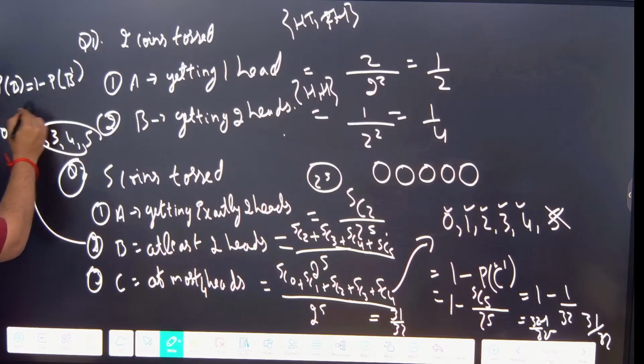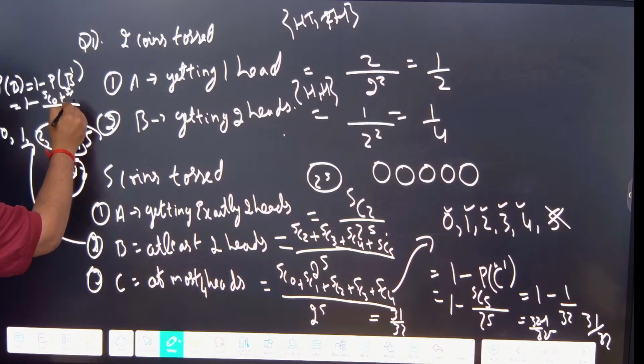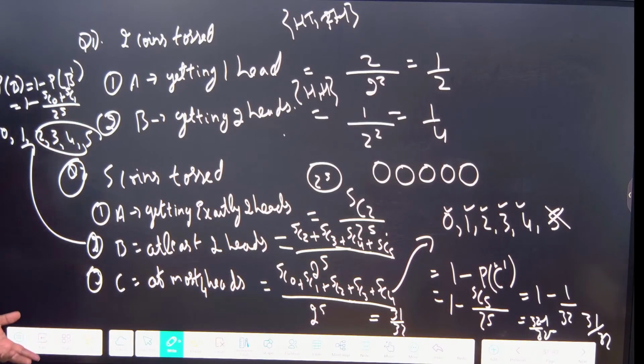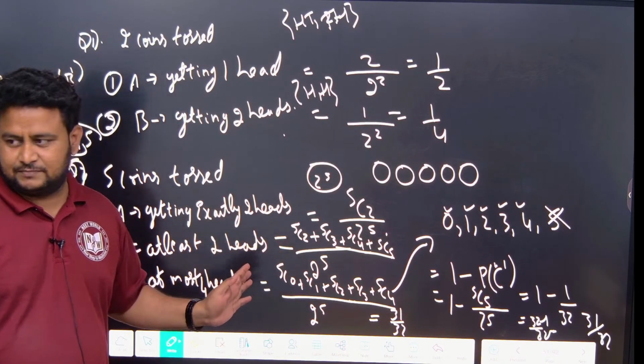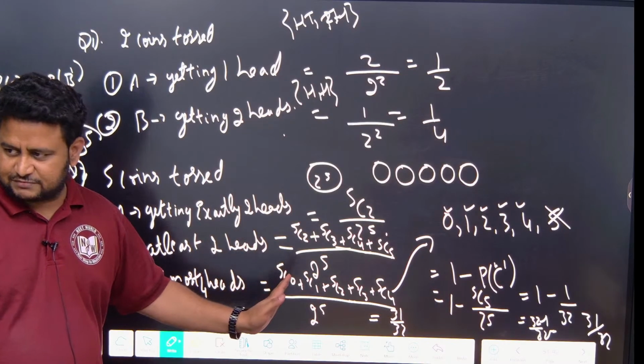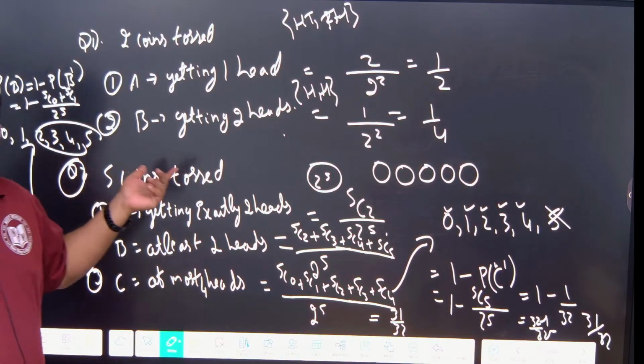I can write this as 1 minus, this will be 2 power 5 only, 5C0 plus 5C1. That's all. This is using complement. Understood? I will explain this again tomorrow, don't worry. Instead of doing such big numbers, if you use the complement, you can get the answer easily. There is no harm in doing it the other way, but it takes more time. Here the calculation will be less.